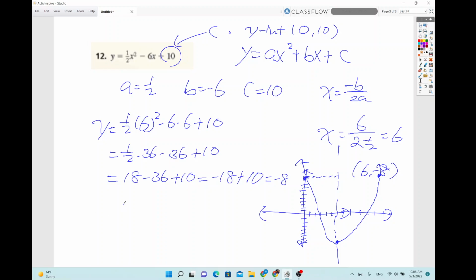Another thing that you want to find is the domain. You can see that the domain for a parabola is always from negative infinity to infinity. The range, this one's from negative 8 all the way to infinity.